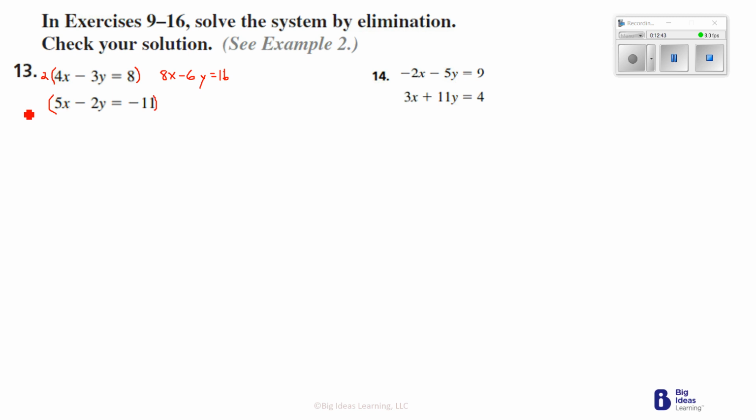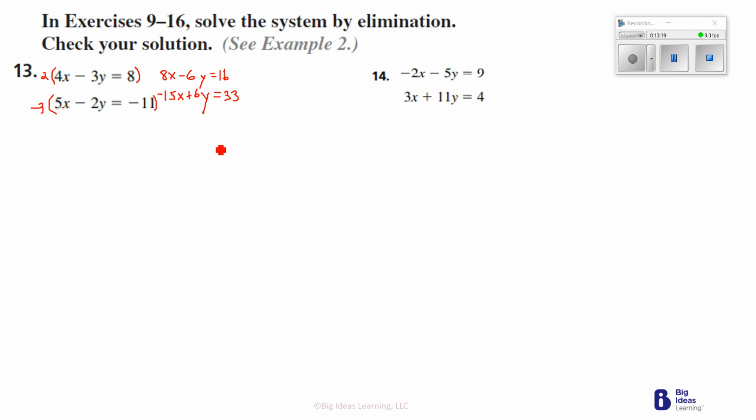And then I would multiply everything here by negative 3. And here's why I would make it negative. Because I will have negative 3 times 5, which would give me a negative 15x. I will also have a negative 3 times negative 2, which would give me a positive 6y. And now I have the opposite of negative 6y, so that will get eliminated. And then I could take negative 3 times negative 11. Well, that's going to be a positive 33. And the rest is history because once we eliminate this, we're just dealing with x's.